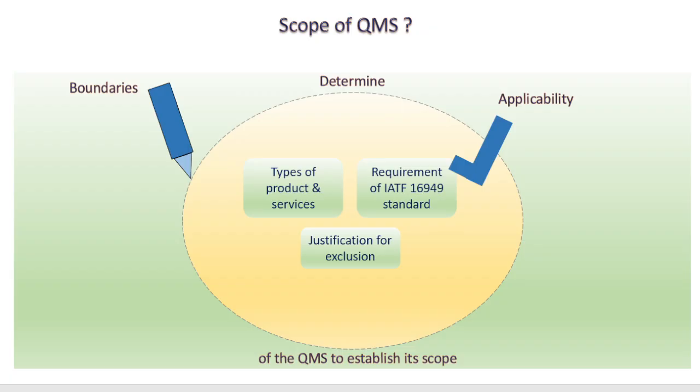Then the scope of QMS you need to include in the quality manual. Determine the boundaries and applicability of the QMS to establish its scope. So what is the applicability? That is the types of products and services you will include in the quality management system, all those requirements of IATF 16949, and any exclusion if you have taken an exclusion from the standard requirement.